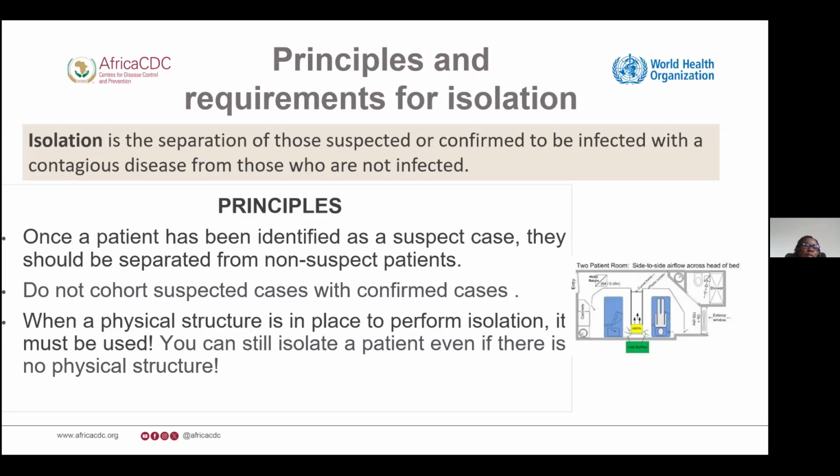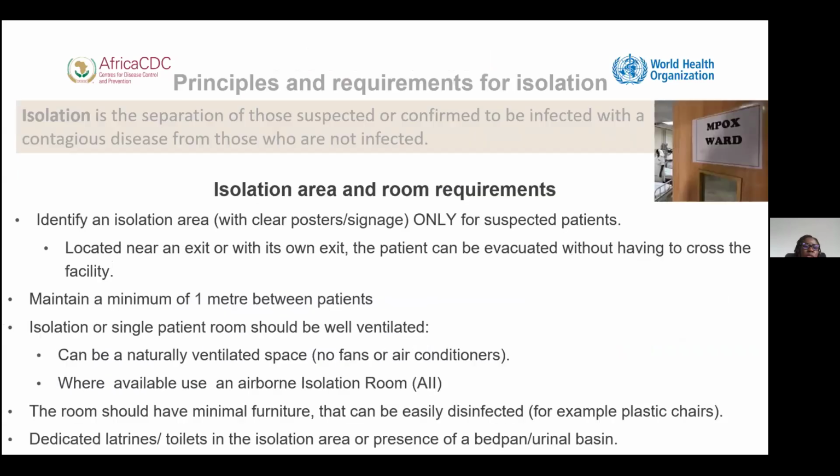Isolation is the ideal strategy. With COVID, we experimented it. We need to find an isolation room if we don't have one yet. So what are the isolation area and room requirements? First of all, the isolation room should be left for suspected cases or patients only.